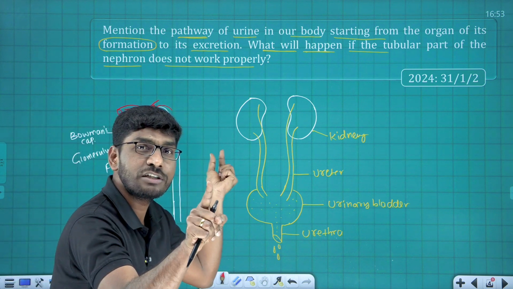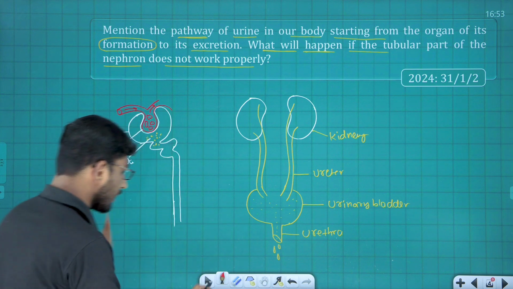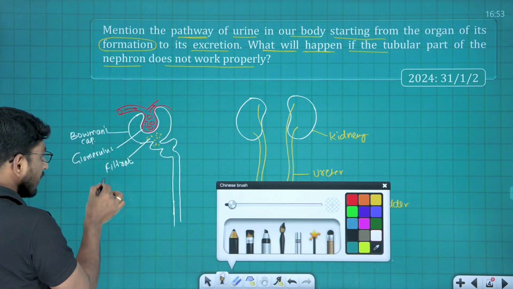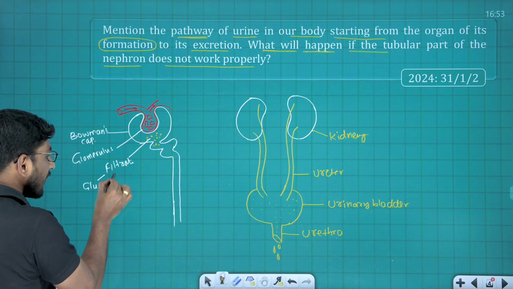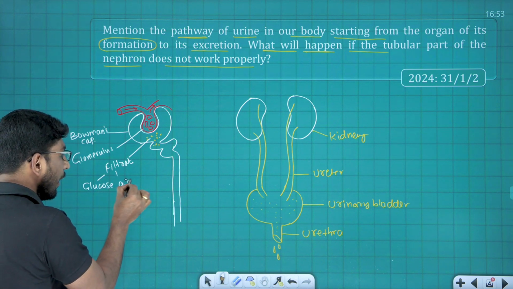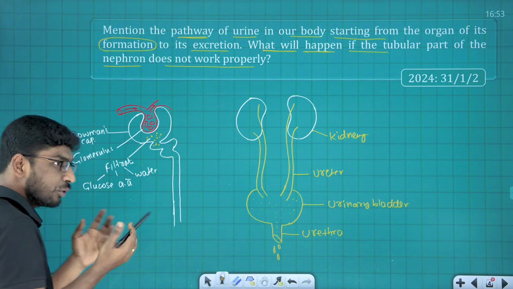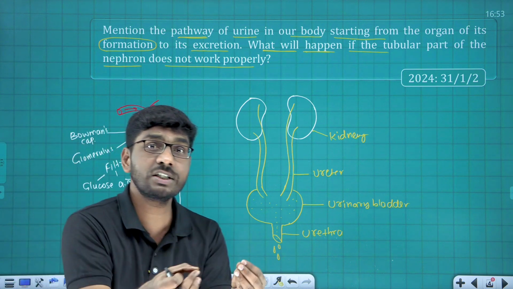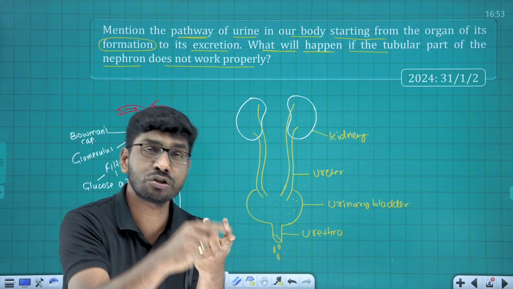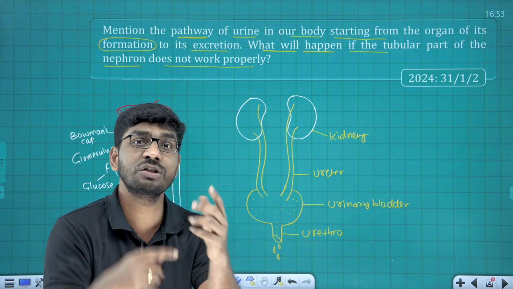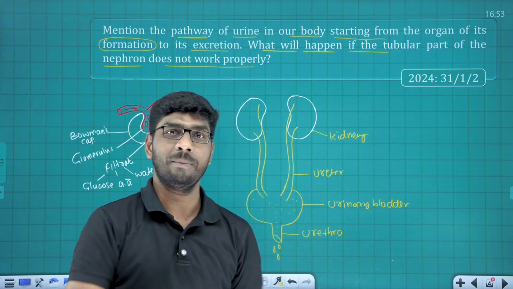But in this filtrate, students, our essential substances are there. What are the essential substances in this filtrate? Essential substances like glucose, amino acids, water, minerals and salts are there. You got my point? These essential substances like amino acids, glucose, water and salts undergo a process called reabsorption in the tubular part of the nephron only.